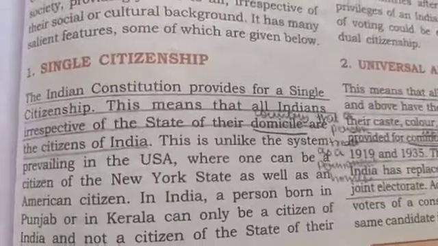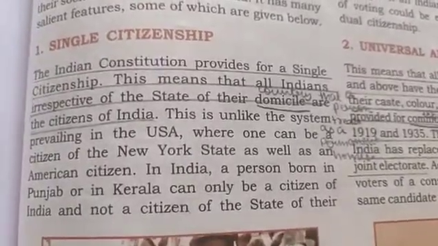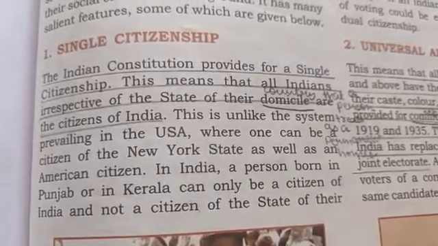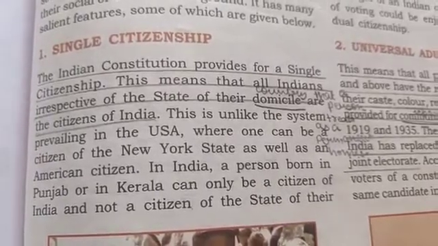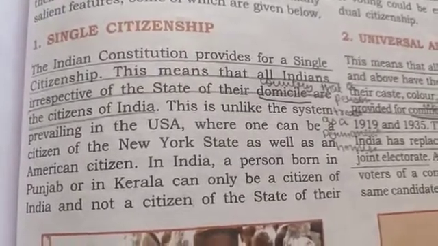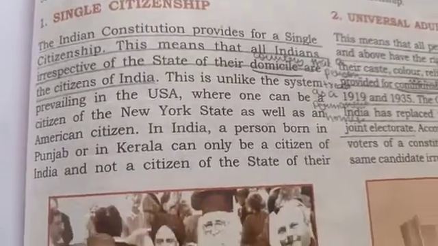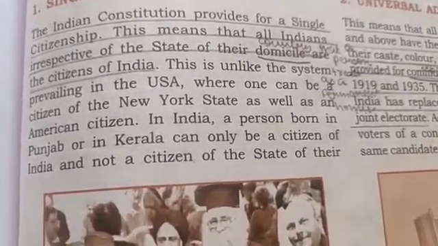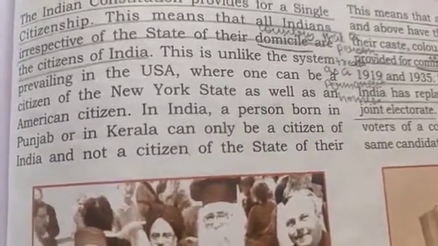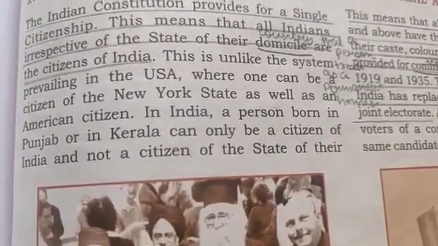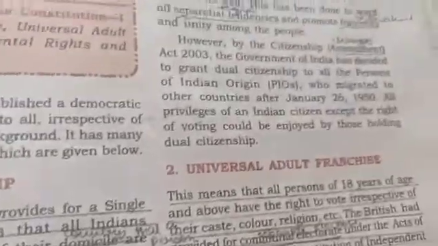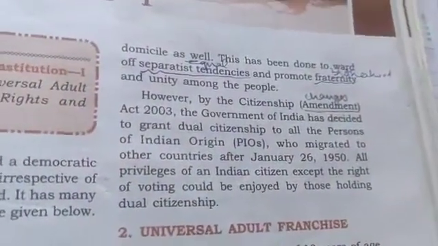Now let us read quickly. The Indian Constitution provides for a single citizenship. This means that all Indians, irrespective of the state of their domicile, domicile means the place where they live, are the citizens of India. This is unlike the system prevailing in the US, where one can be a citizen of the New York state as well as an American citizen. In India, a person born in Punjab or in Kerala can only be a citizen of India and not a citizen of the state of their domicile as well.